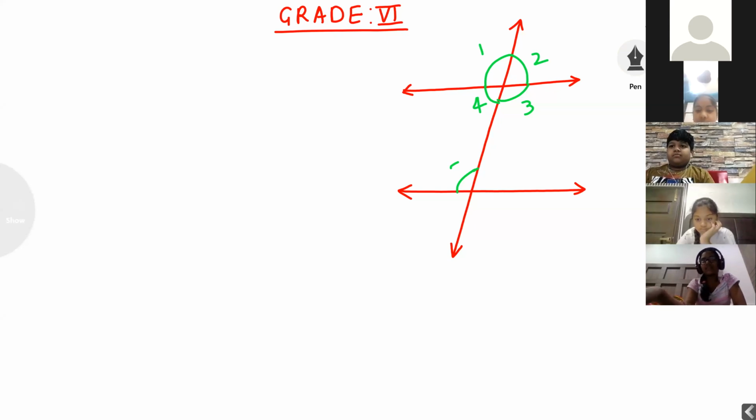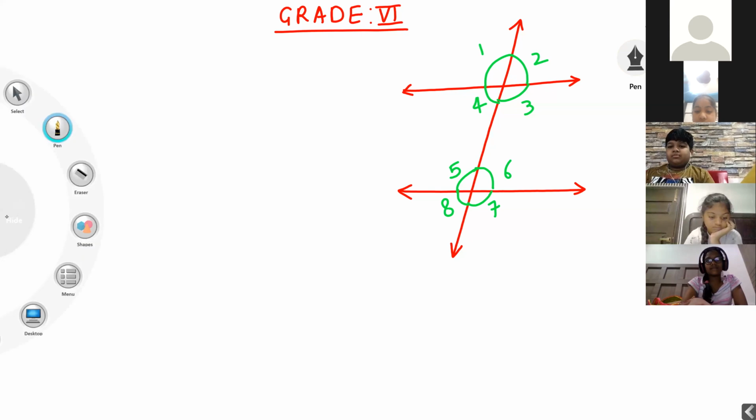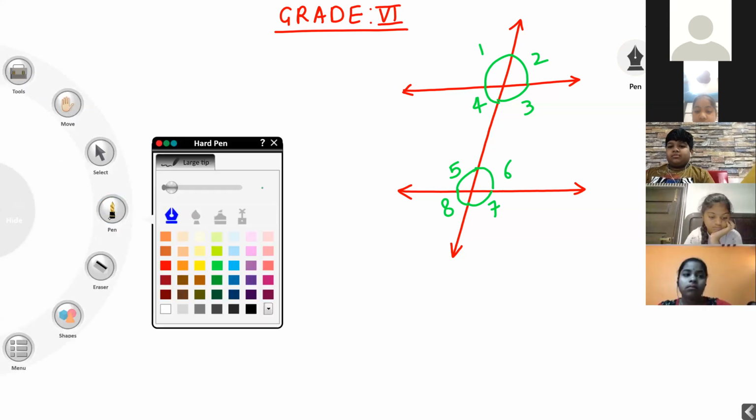Firstly, I am going to explain about corresponding angle concept. Whatever doubt you have, you can raise your hand on the spot. What is corresponding angle? If any figure is forming F shape or 7 shape, that is called corresponding angle concept.